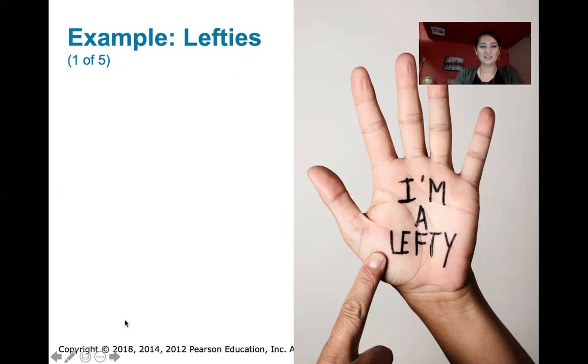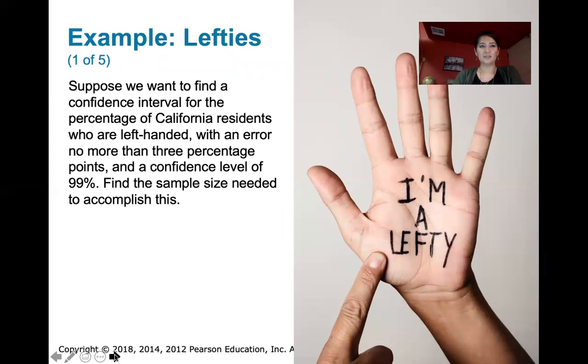This is dealing with lefties, people that are left-handed. Problem statement says, suppose we want to find a confidence interval for the percentage of California residents who are left-handed. And we want that confidence interval with an error of no more than 3 percentage points and a confidence level of 99%. So whenever we find a confidence interval, we want to be 99% sure that the true percentage of California residents that are left-handed lies within that range. And we want that range to be no more than 3% around some center value p hat. The question says to find the sample size needed to accomplish this.